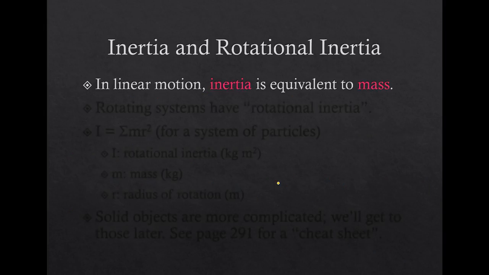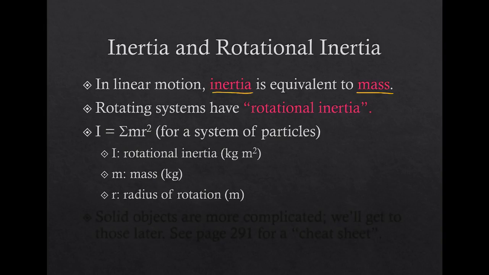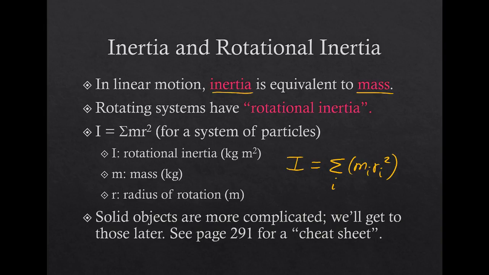Okay, so on to kinetic energy. Let's take a moment just to talk about inertia first. In linear motion, inertia is the same thing as mass, but rotating systems have what we call rotational inertia. For a system of particles, I is equal to the sum of m r squared. So technically, I is equal to the sum over i of m_i r_i squared. It's not the whole thing that's squared, it's just the r. So that's the definition of I. If you have solid objects, it's a little bit more complicated. This number is for the 13th edition of the textbook, but there is a table in chapter 9 of your textbook.